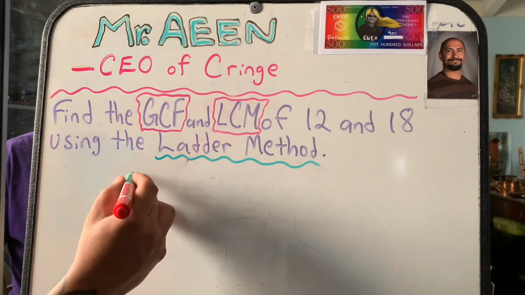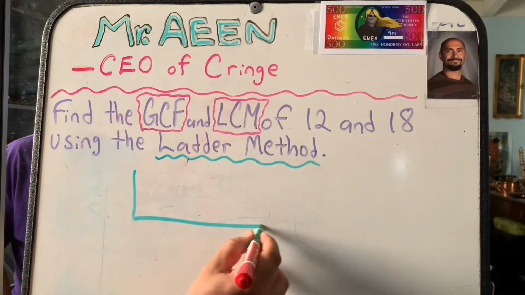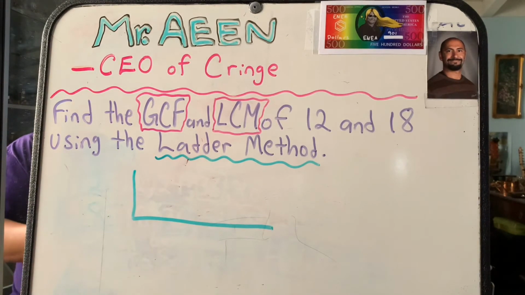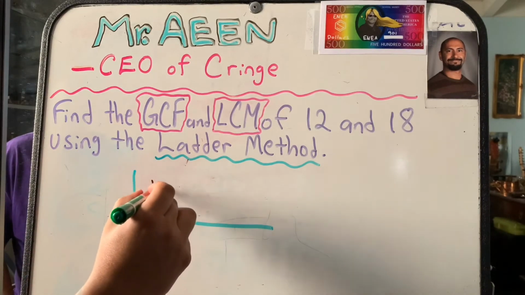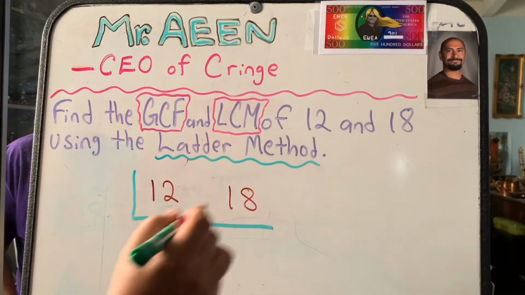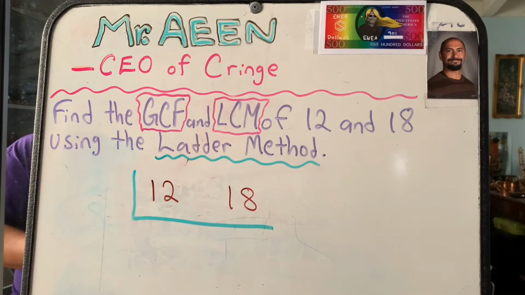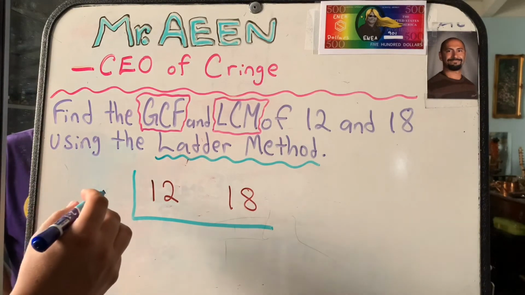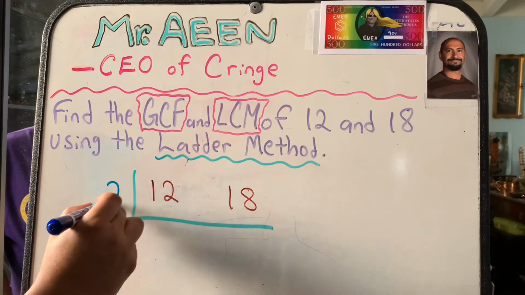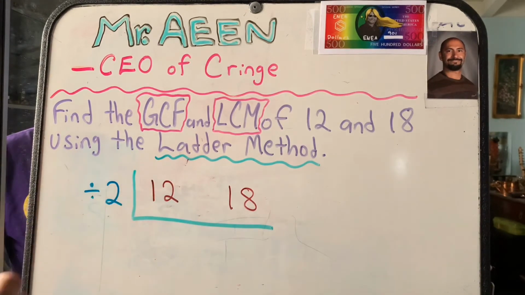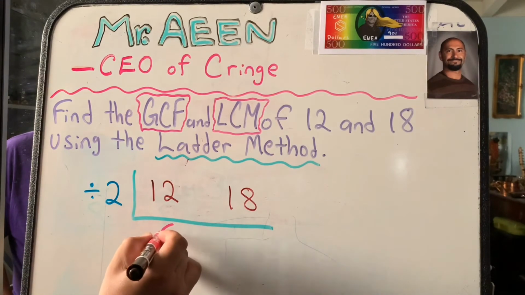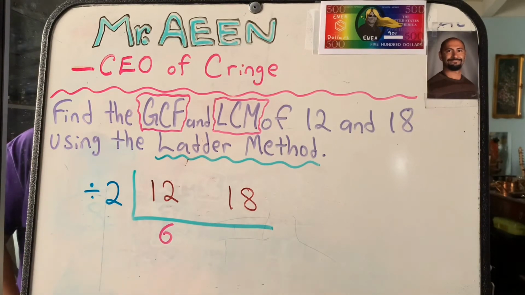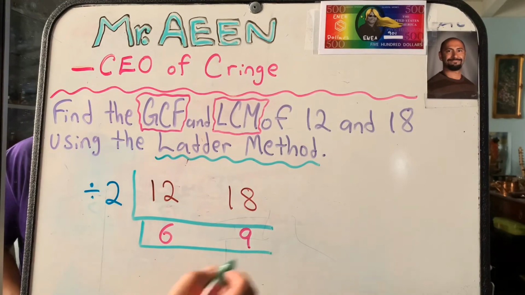And now we're going to look for the greatest common factor and least common multiple of 12 and 18 using a different technique called the ladder method. It's a great technique because you get both answers by doing the problem once. So you make a big L, you put 12 and 18 inside the L, and you see what number you can divide 12 and 18 by. There's different answers. It doesn't matter what you pick, just pick one. So 12 divided by 2 is 6, 18 divided by 2 is 9.